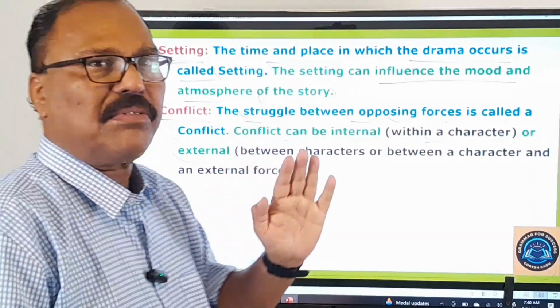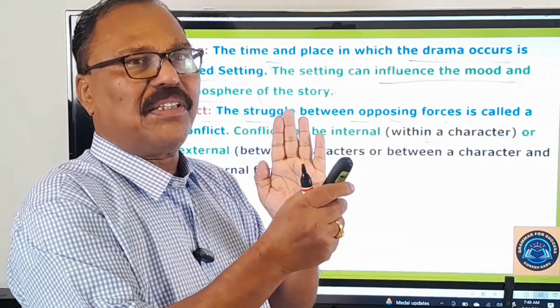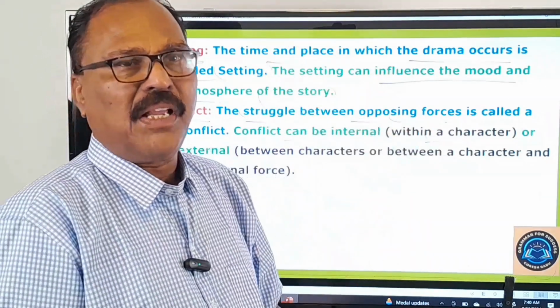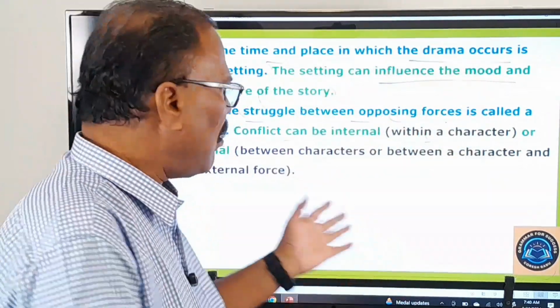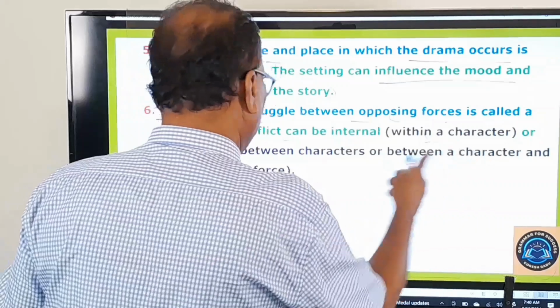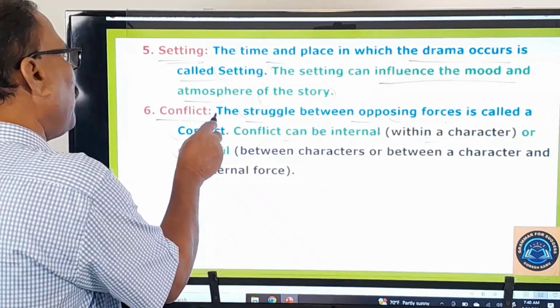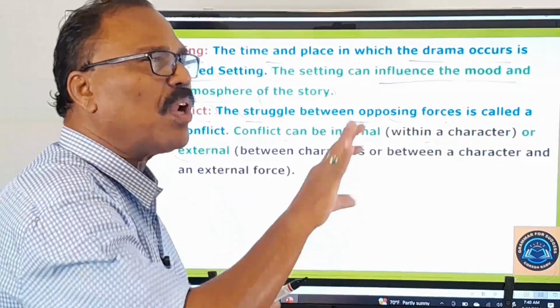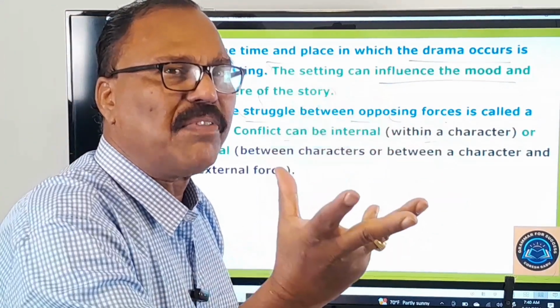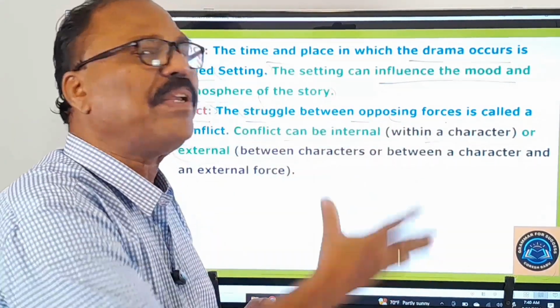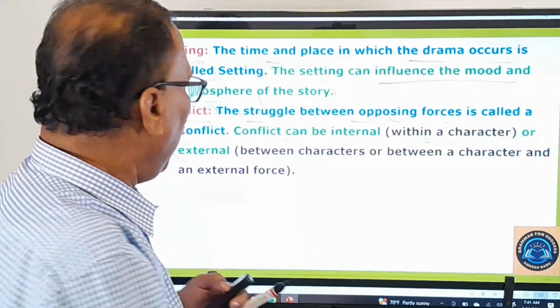And here is external. External means this man, the hero, will be fighting with the villain, the bad people of the society. That is called external, between characters, or between a character and an external force. So this is called conflict. Without a conflict, no drama, no movie, no serial will be successful, because it will not be interesting at all to the public. And you know that very well.